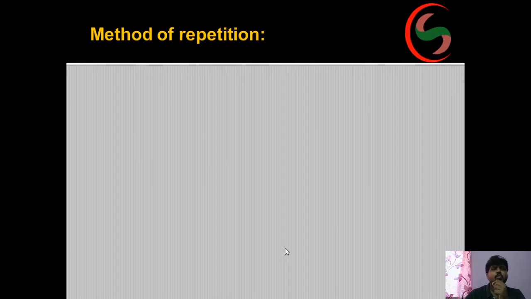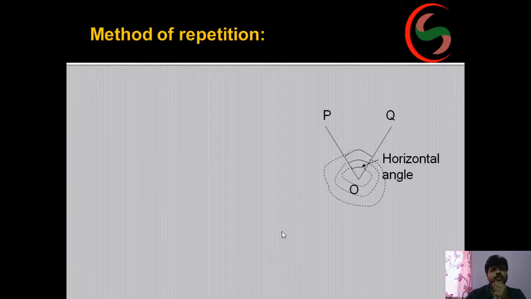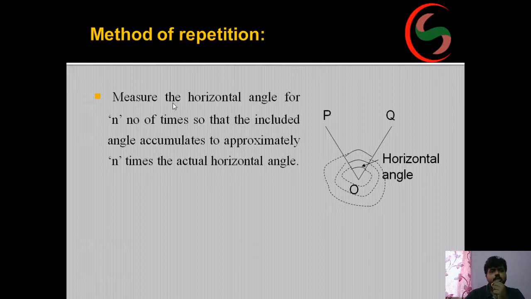Now see here, we have done like this, and finally you got the angle. Measure the horizontal angle n number of times so that the included angle accumulates to approximately n times the actual horizontal angle. Means 0 to 20, 20 to 40, 40 to 60, 60 and so on for n repetitions. That much cumulative it will keep increasing.